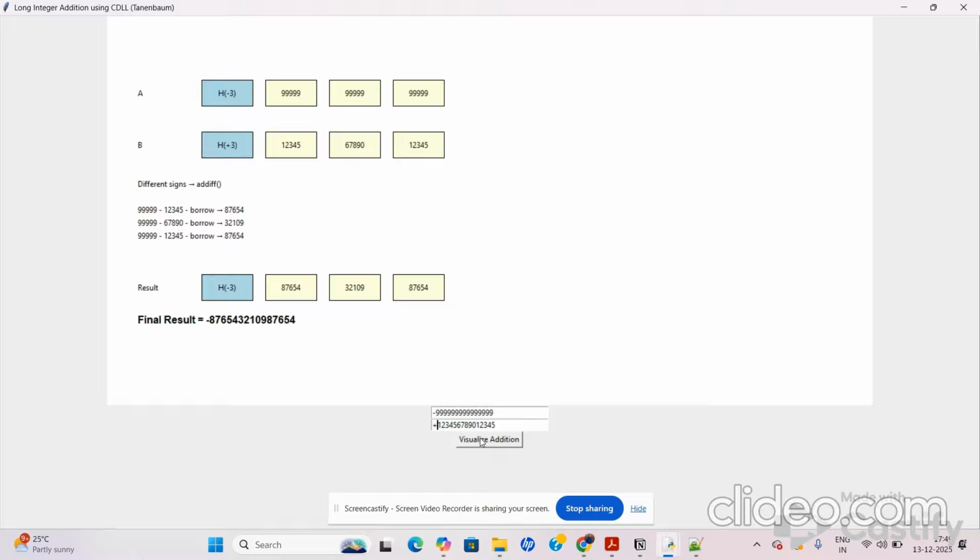So this ends the video. We have made a quick walkthrough of the addition of long integers using a circular doubly linked list. I hope you have understood the concept, and thanks for staying till the end of the video.